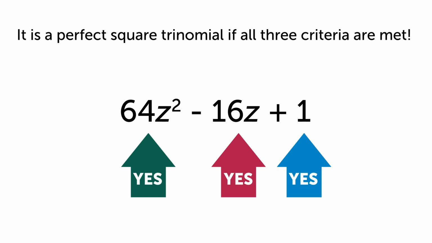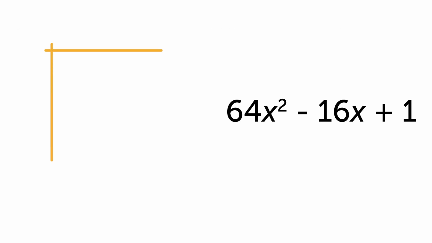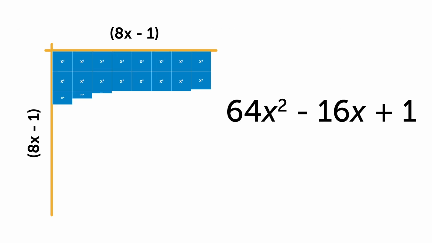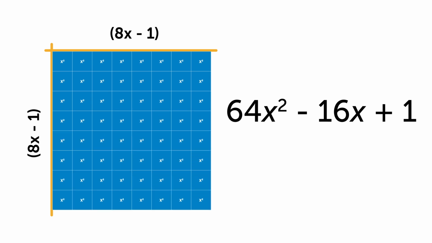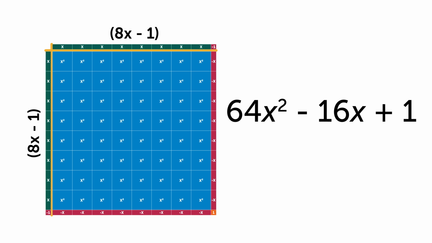This means it can be factored into a pair of equal binomials. In this problem, the binomials would be 8z minus 1 and 8z minus 1, or the quantity squared of 8z minus 1. Using algebra tiles as before, we see that the polynomial 64x squared minus 16x plus 1 creates a perfectly square area with dimensions that represent our factors of 8x minus 1 along the length of each edge.